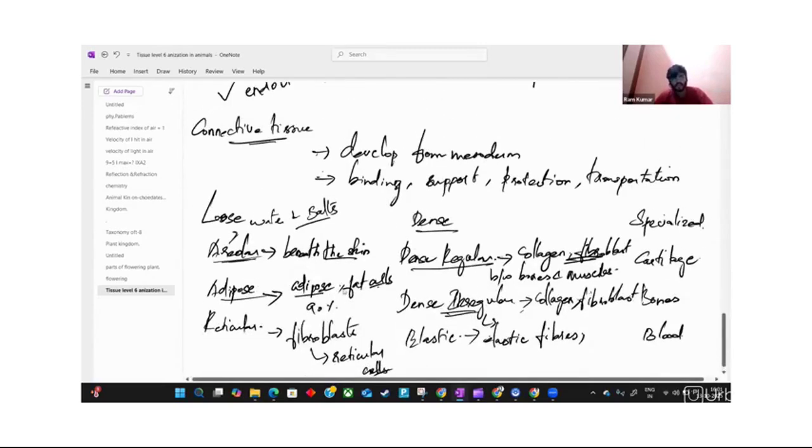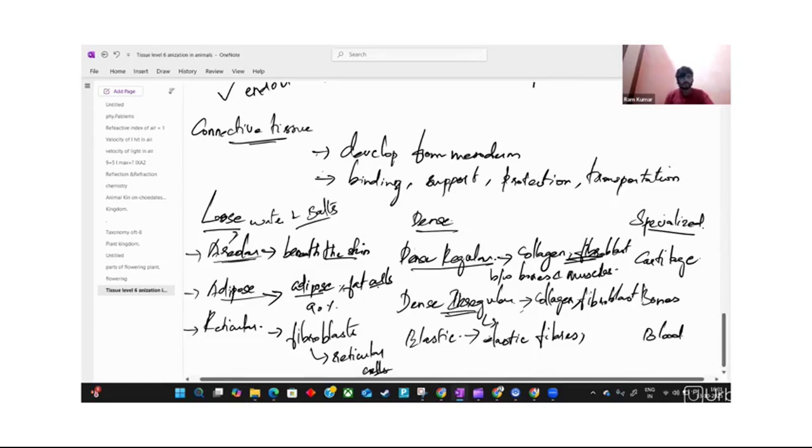Next one is connective tissue. Connective tissue develops from our mesoderm. Its main functions are binding, support, protection, and transportation. It is classified into three types, as I previously told: loose connective tissue, dense connective tissue, and specialized connective tissue. Loose connective tissue is further classified into three types: areolar, adipose, and reticular.